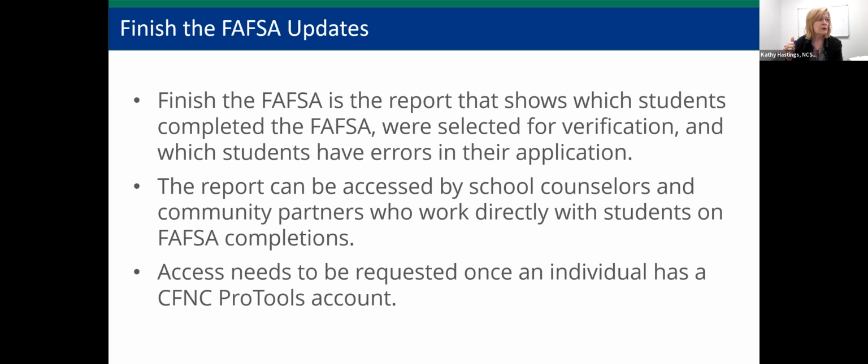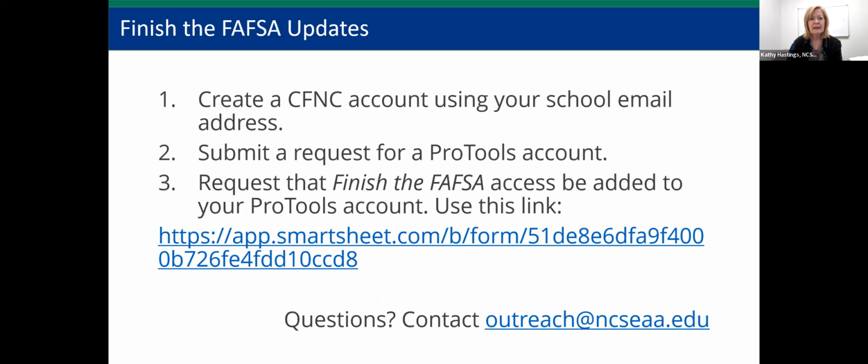And I think if we go to the next slide, we'll see the steps. Jenny, can you advance the slide? Thank you. So it's three steps. If you haven't already set up an account, you need to have a CFNC account that's tied to your work email, so your school, or if you're a College Advising Corps, with your College Advising Corps account. Then you submit a request to get Pro Tools set up. And then once that's done, there's a separate request for Finish the FAFSA, and we can get you set up with Finish the FAFSA for the schools that you support. Next slide.